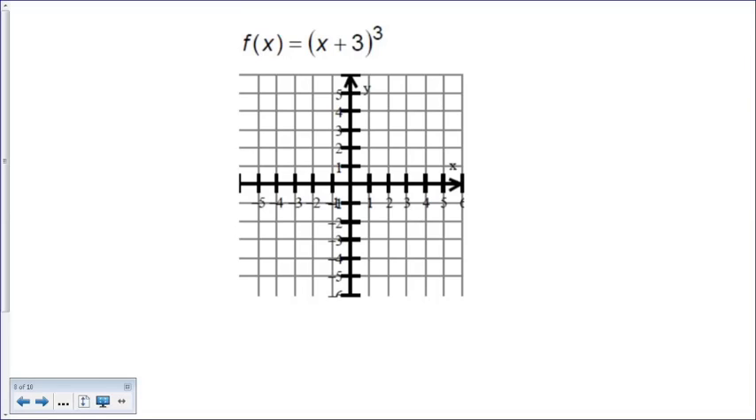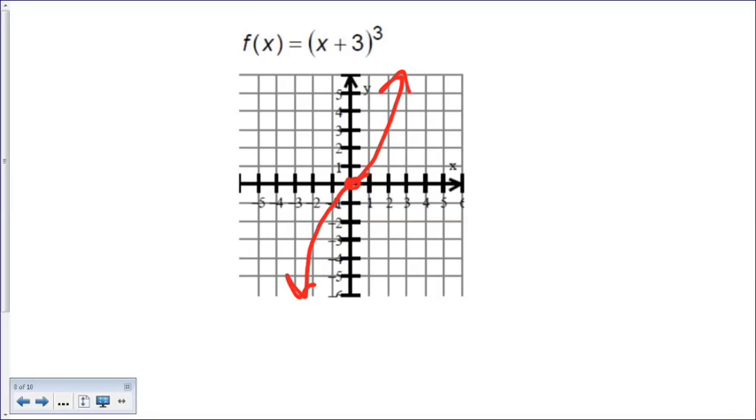So I'm looking at x plus 3 cubed. Okay? So I notice that I have a cube now up here, and that means I have a cubic function, which means the origin is here, and the graph will kind of snake up this way and kind of drop down this way. Something like that, right?